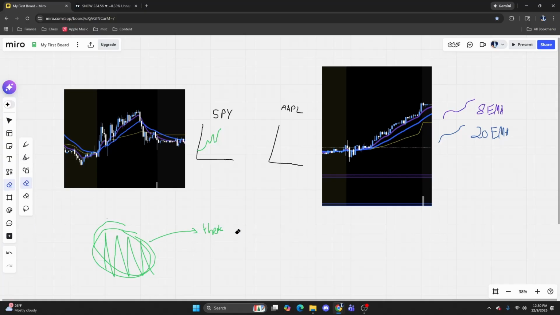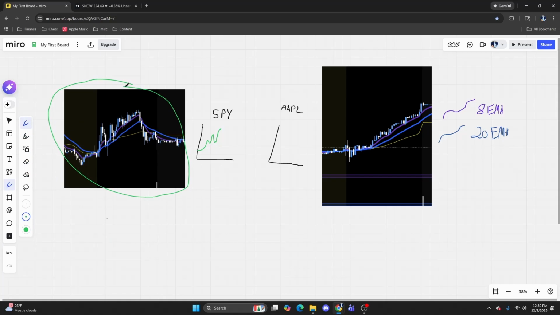Okay, so based off of that, would you rather trade this SPY chart right here or this Apple chart? This is the same day, by the way. This is December 1st, the SPY and Apple chart. Okay, obviously you'd want to trade the Apple chart, all right?